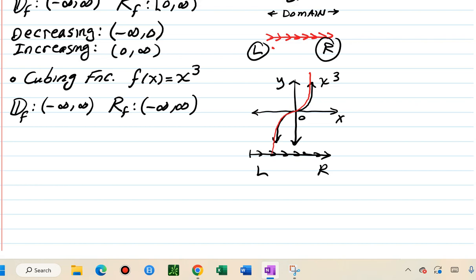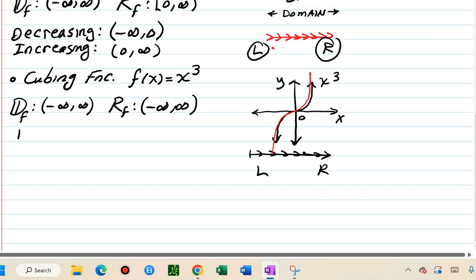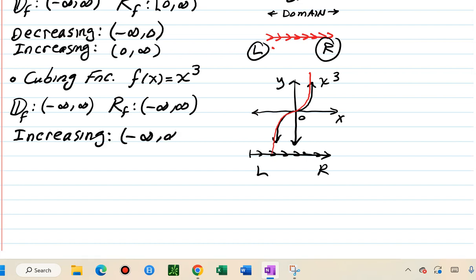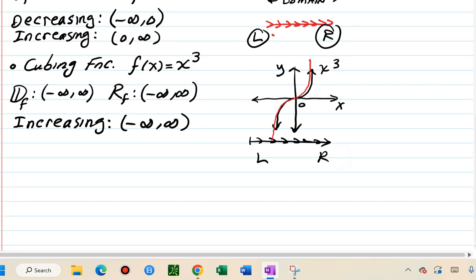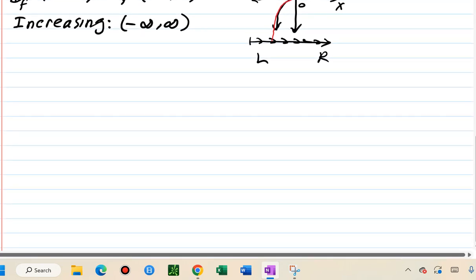So it's always increasing, therefore, we're going to put that the function is increasing always. And that we show as negative infinity to infinity, always increasing. The cubing function. Next, we're going to look at the square root function.